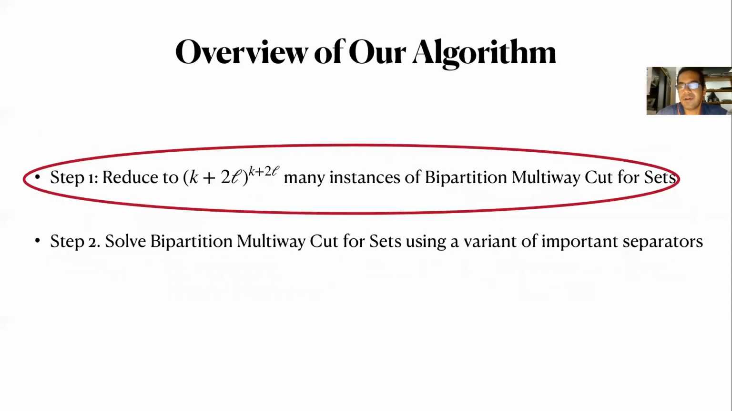So I will talk about the overview of our algorithm. The first step is, as I said, to reduce to (k plus 2l) to the power (k plus 2l) many instances of bipartition multi-way cut for sets. And then step 2, to solve the bipartition multi-way cut for sets using some variation of important separators, as is the case where multi-way cut is solved using important separators.